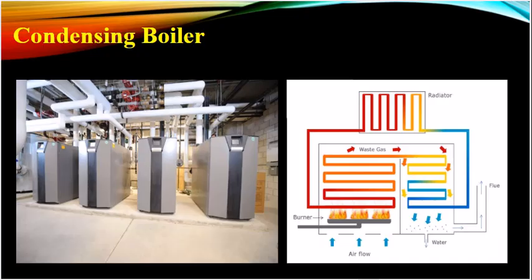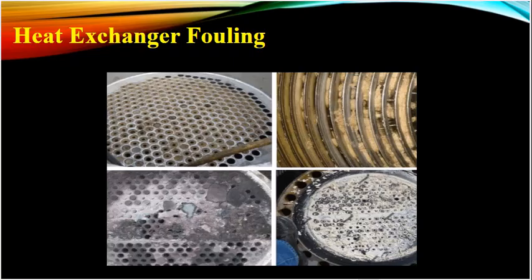The hot waste gas is passed through a heat exchanger, which condenses the water vapor. This condensation releases heat, which is used to preheat the incoming water. The remaining waste gas exits the boiler through a flue.